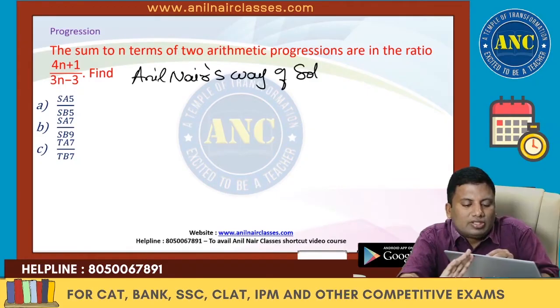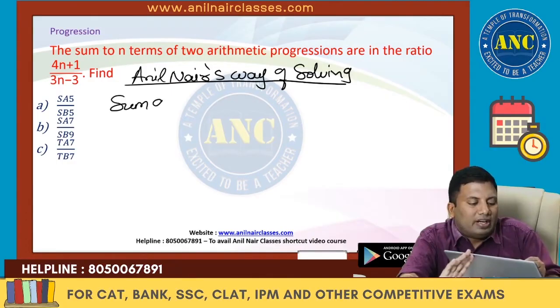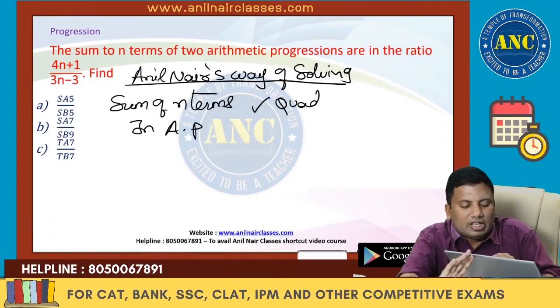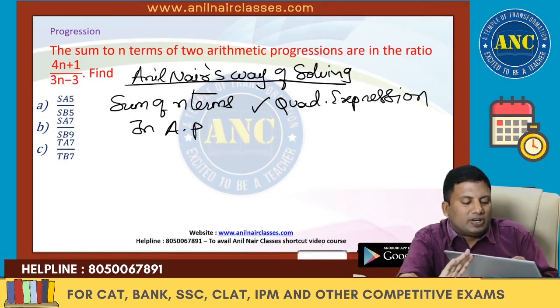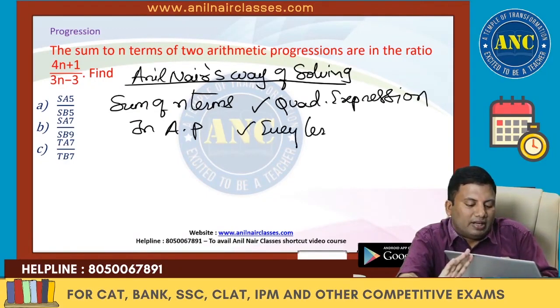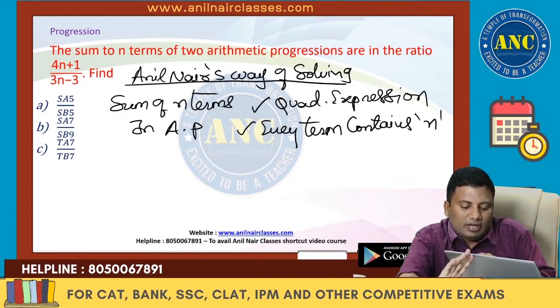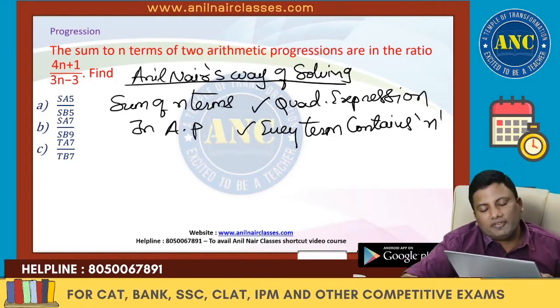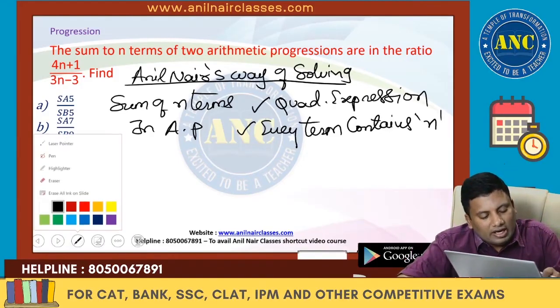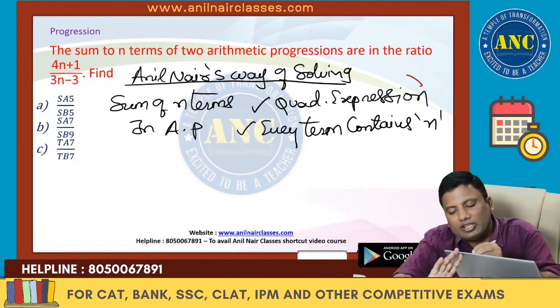What I will do is use the definition of S_n, the sum of n terms in AP. First thing, it is a quadratic expression. Next, every term contains n. It is the sum of n terms in AP, and a quadratic expression means it should have degree 2.